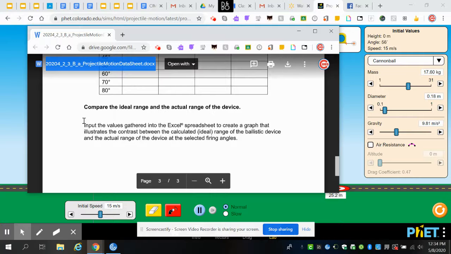The next video I will show you is how to create an Excel graph. So get your data first, and then we'll work on the graph.